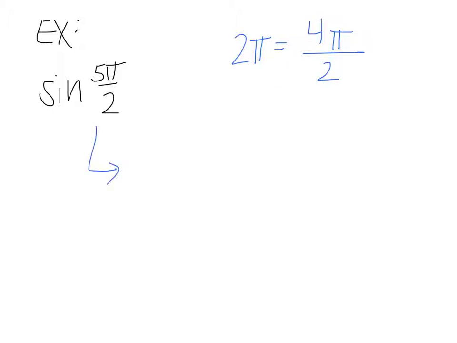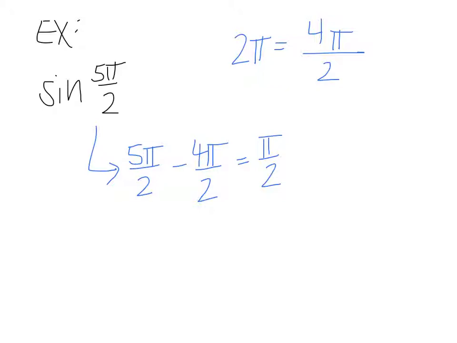So I'm going to start off doing a little bit of scratch work. I'm going to take 5 pi over 2, and I'm going to subtract 1 period, 1 rotation, 1 revolution around the circle, which is 2 pi. Now, since we're working with fractions, we've got to have like denominators. So I'm subtracting 2 pi, but I'm going to write my 2 pi as 4 pi over 2. So what's 5 pi over 2 minus 4 pi over 2? Pi over 2.